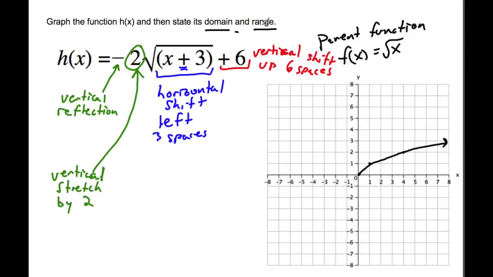So let's start by graphing the starting point. Starting point will be left 3 and up 6. If we had no stretch and no reflection, we go to the right 1 and up 1. But since we have a reflection, we know we're going to the right and then down. And since we have a stretch by 2, we're going to the right 1 and down 2.